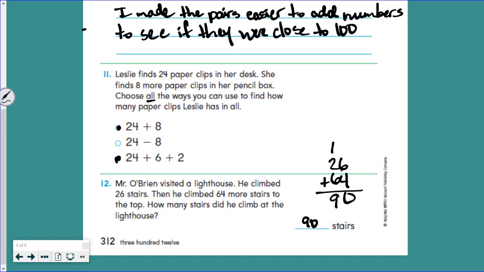All right, you are all done with the written portion. Make sure you've done the online portion as well so you're caught up and ready for your test.